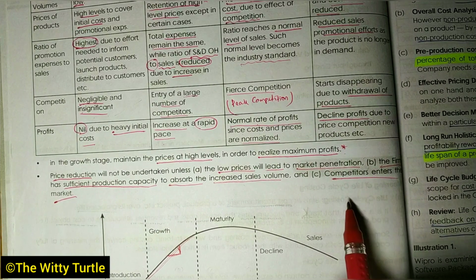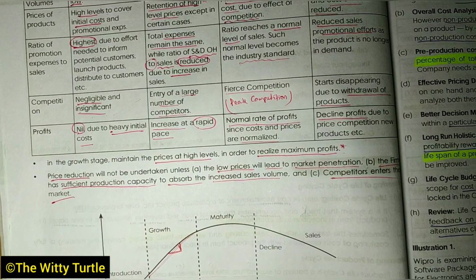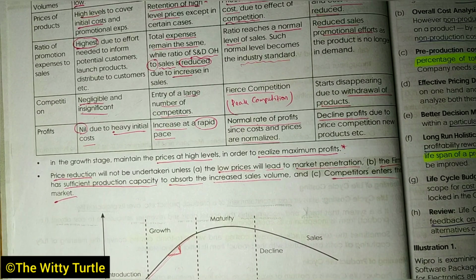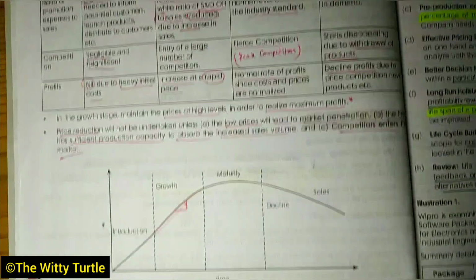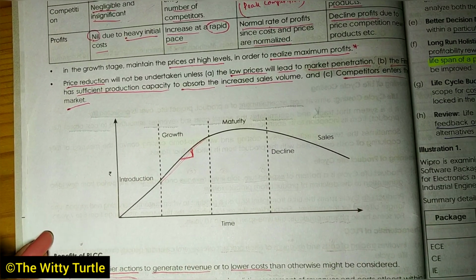And lastly, what? If the competitors are not entering the market, then you don't have to reduce the price. But अगर आपके competitors market में आ रहे हैं बहुत ज़्यादा amount में, तो क्या हो जाता है? आपका जो price है that you have to lower down. So I hope you have understood the product life cycle graph and everything about PLCC.